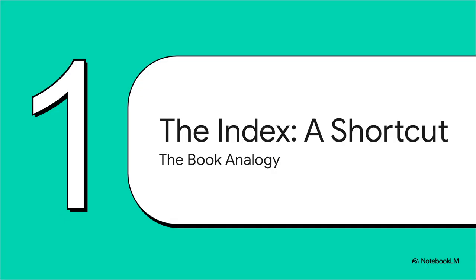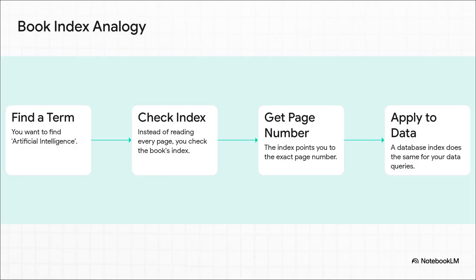Let's really stick with that book analogy, because honestly, it's the perfect way to understand how this whole thing works. Think about it. The process is something we all know. You want to find this section on artificial intelligence. You're not going to start reading from page 1, no way. You flip to the back, you find the term in that nice alphabetized list, and bam, it tells you the exact page to go to. A database index does precisely the same thing. It's a sorted list that has pointers telling the database exactly where to find the data you asked for.